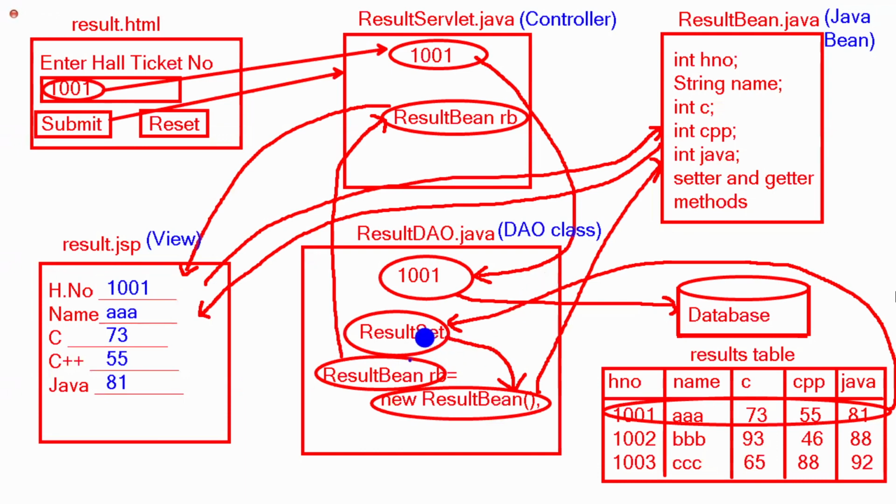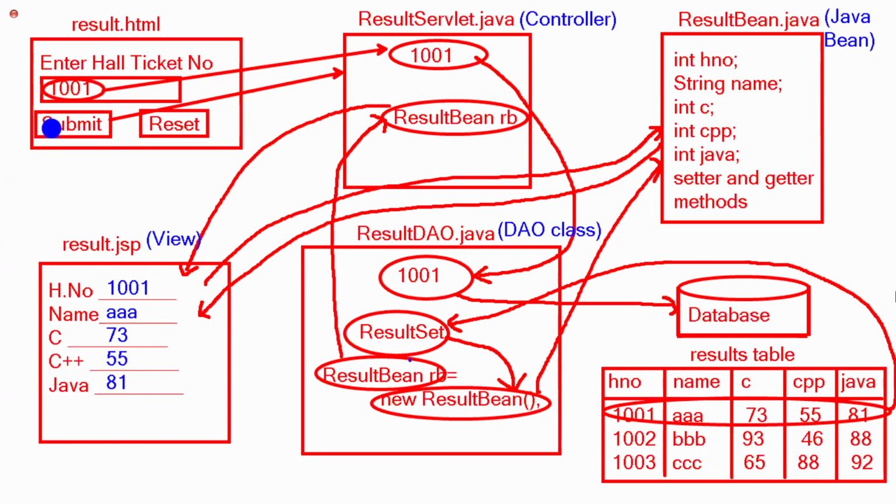See here, you'll get the data in result set format. This result set data I'll place in the result set bean through setter methods. Now it will receive your data: hall ticket number, name, C, C++, Java. All these setter and getter methods will be there. It will receive it. After that, this reference I'll pass to the Servlet. The Servlet will pass it to the JSP. The JSP will communicate with the Java bean to get the data. Then the data comes and is displayed in the browser.